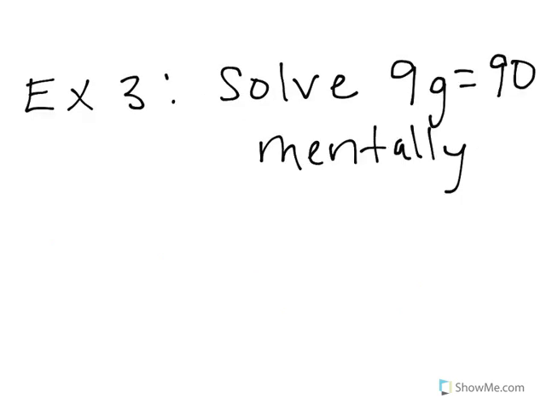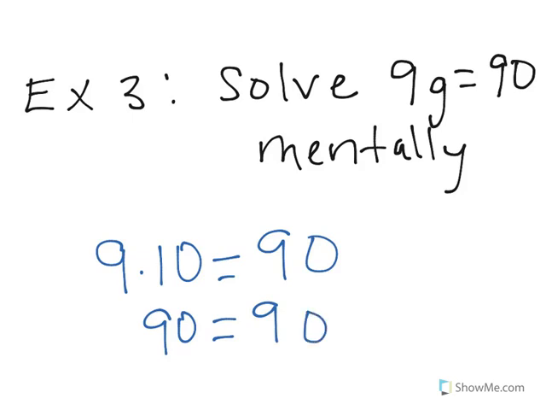My last problem says solve 9g equals 90 mentally, or 9 times g equals 90, or 9 times some number equals 90. Notice how I said that problem 3 different ways. A lot of times my students like to say 9 times what number is going to equal 90. Oh, well, that's easy. 9 times 10 equals 90. Does 9 times 10 equal 90? And it does. 90 does equal 90. So I know that g is going to equal 10.